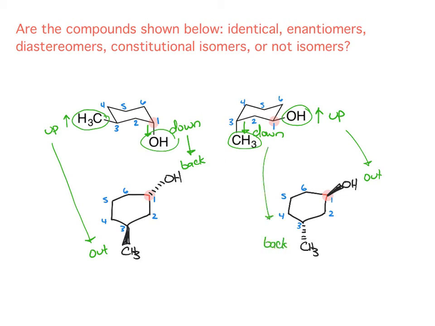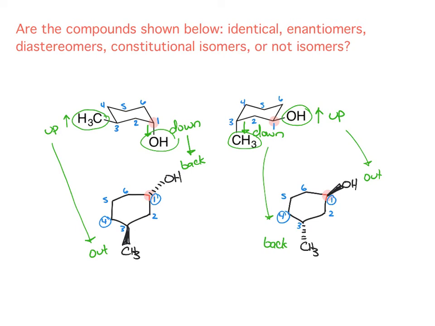Now that we have the flat cyclohexanes, they're easy to compare. And we have the rings oriented in the exact same position so that carbon 1 is the top right carbon of the ring, carbon 4 is the bottom left carbon of the ring. So as long as your rings are oriented in the same spots, they're very easy to compare.